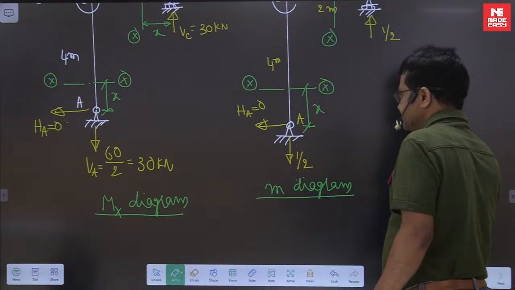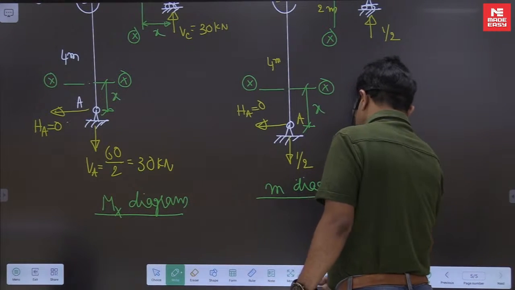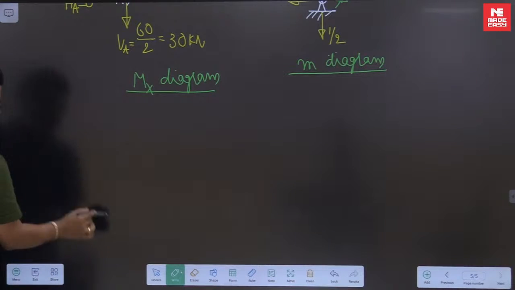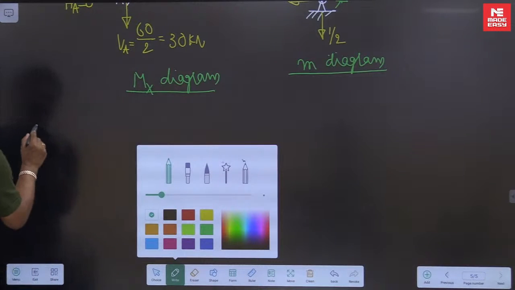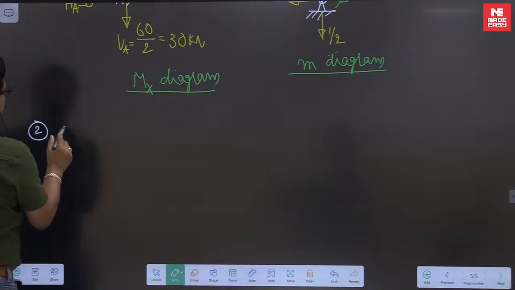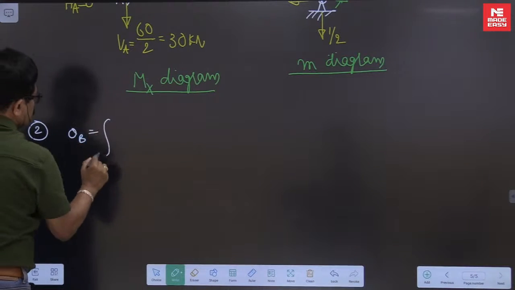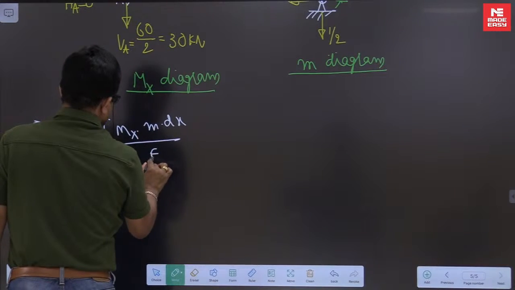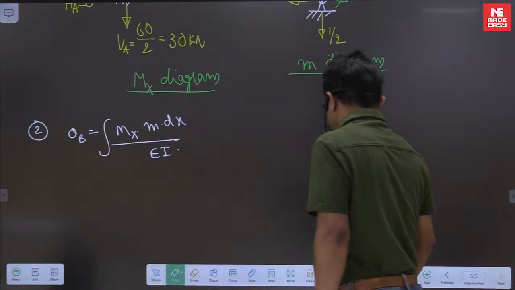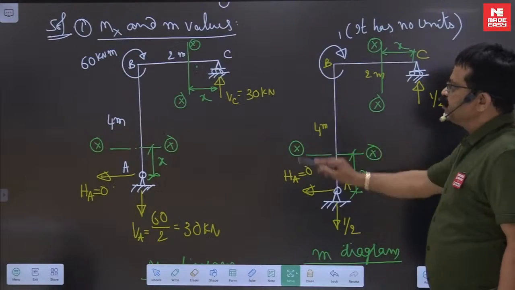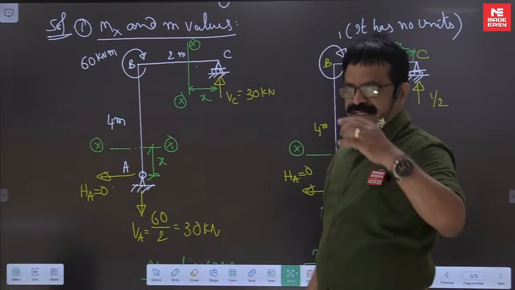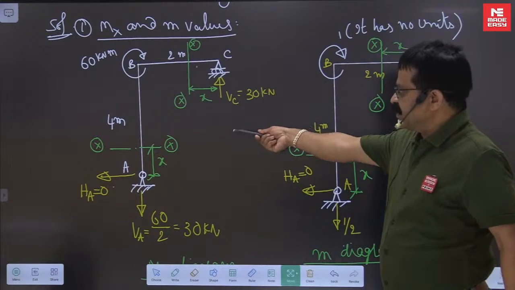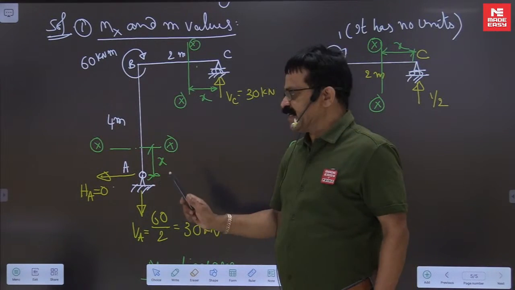Now you see. This is the first point. Then the second point is your Mx and m values. When you have written that theta B is equal to integral of Mx into m into dx by EI, if you have to deal with two members, you will have to write a table: first Mx values, m values, then integration. See here, that two members requirement is not there.